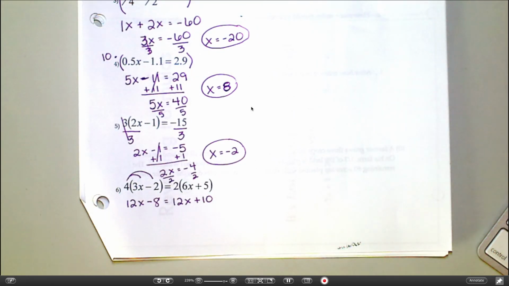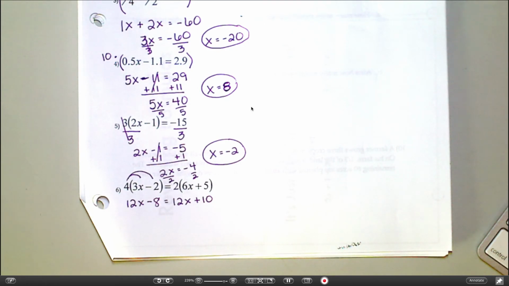Okay. Anyone noticing anything weird yet? Yeah, they're both 12x. When you have x's on either side, your next step is to get them together. And so we need to move one of the x's to the other side. Michaela, what are your thoughts? So we divide by 12x.